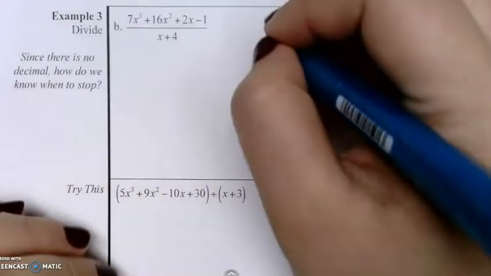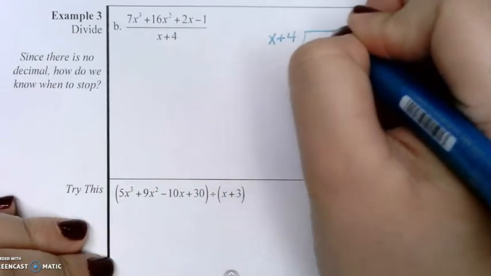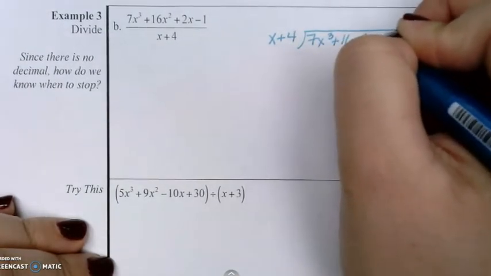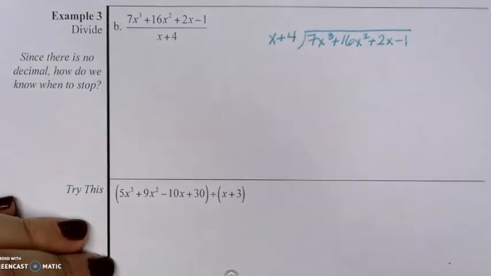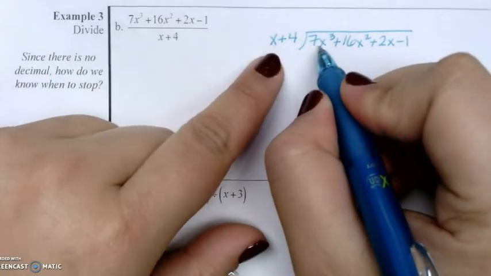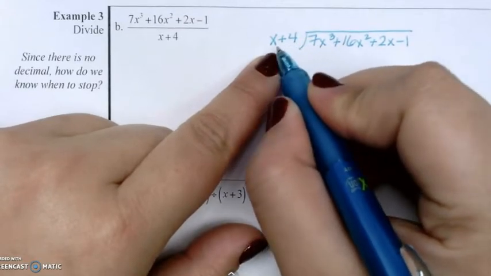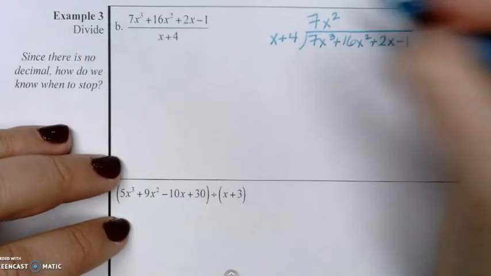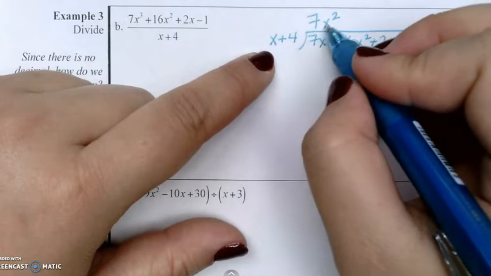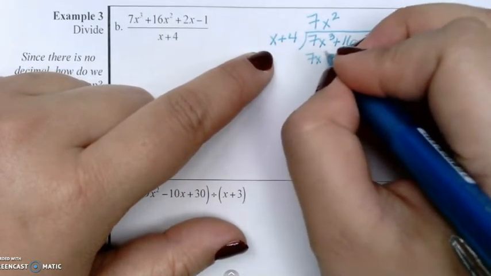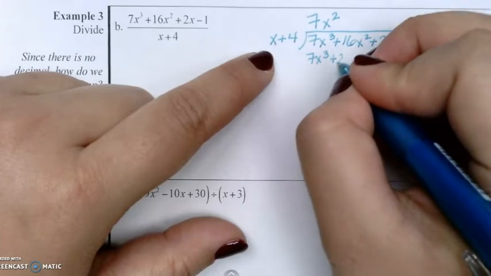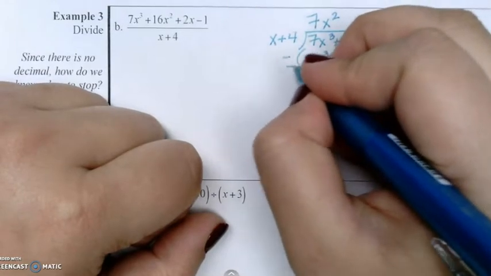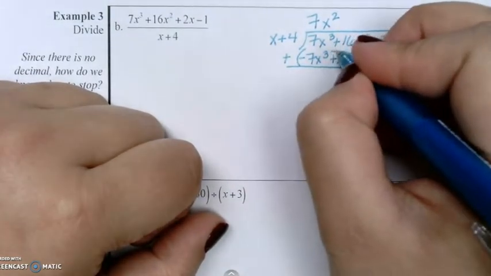So we're going to set up our long division, x plus 4 into 7x cubed plus 16x squared plus 2x minus 1. And then we identify our first terms, divide. So what do I have to multiply x by? I multiply by 7x squared, then multiply it. 7x squared times x is 7x cubed. 7 times 4 is plus 28x squared. And then subtract. I'm going to distribute my negative.